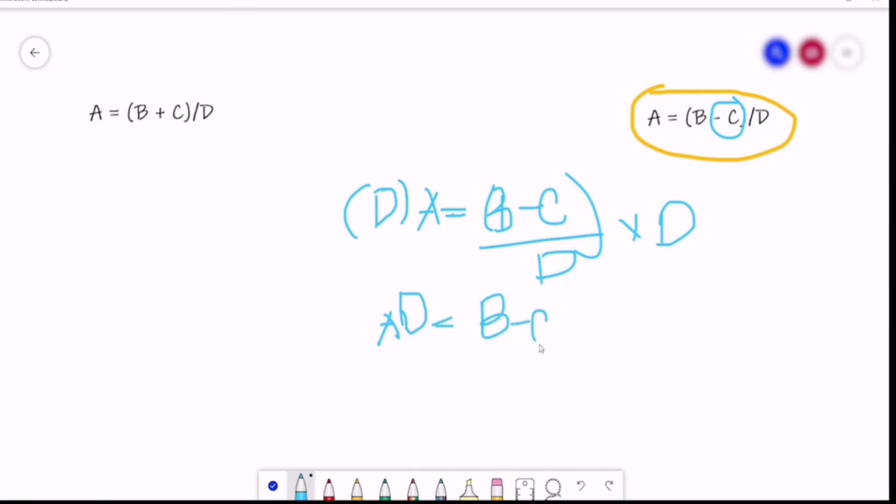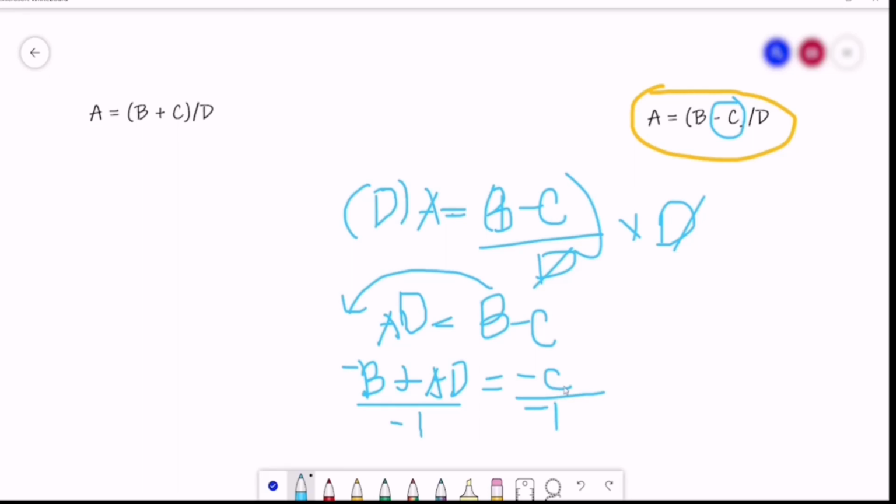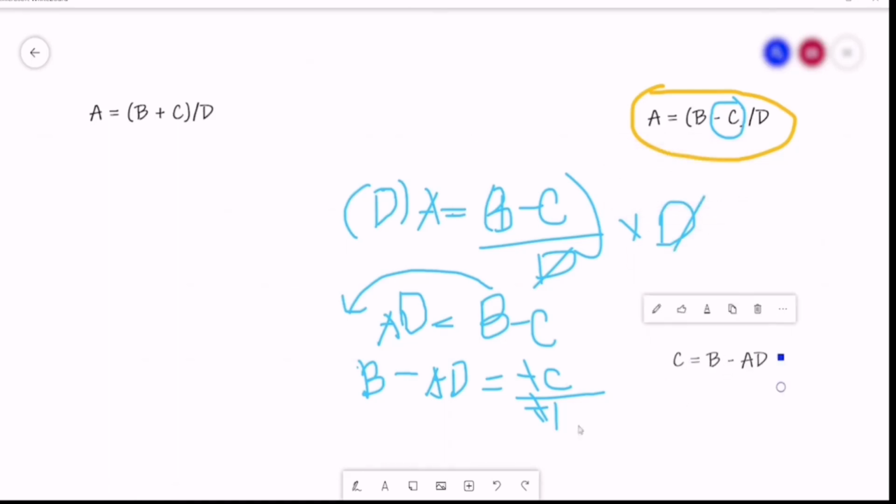equals B minus C. And then we have to move B towards the left side of the formula, causing it to become negative. Negative B plus AD equals negative C. Since we have the negative C, we have to eliminate that negative sign by dividing both sides by negative 1, because we're finding a formula that has positive C. And here the numerator on this left side is going to be a change of sign. So negative B becomes positive B, and positive A becomes negative A. So our resulting formula would then be C equals B minus AD. So there we have it.